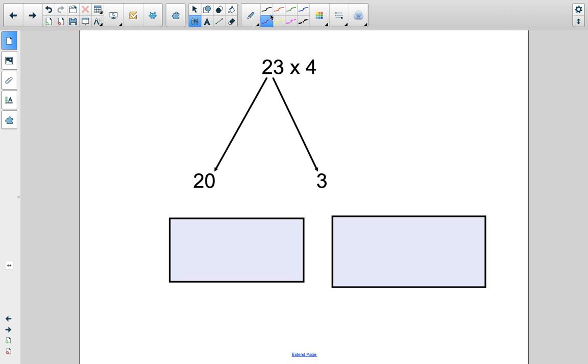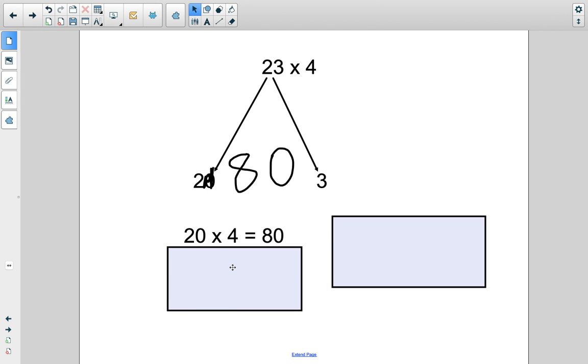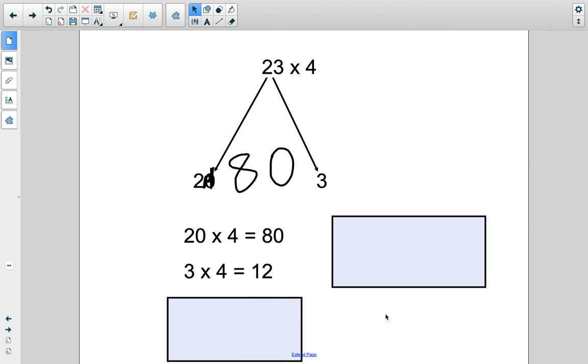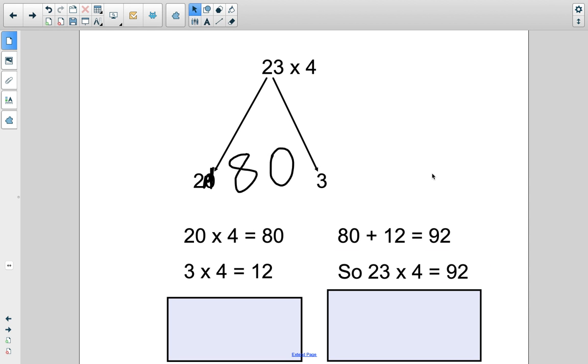If you take off this 0 and you go 4 times 2, well, you know that's 8. Now just add the 0 back into your answer. So 4 times 20 is actually 80. Now all you have to do is 4 times 3, or 3 times 4, which is 12. So just adding these two numbers together, 80 plus 12 is 92. So 23 times 4 is 92. So you can amaze your friends by knowing that 23 times 4 is 92.